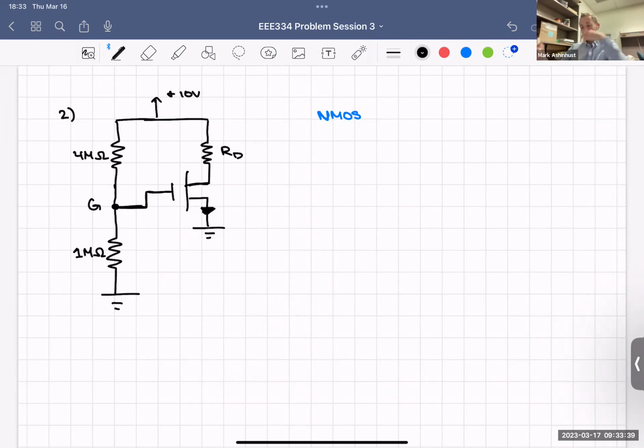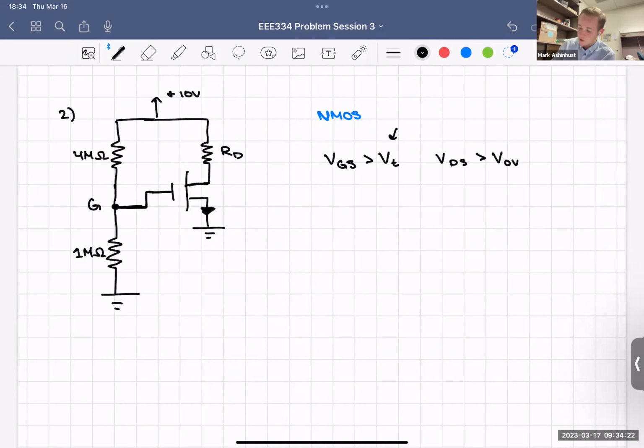So we want to see what does RD need to be for us to be in saturation? Well, the first thing you should ask yourself is, what conditions do we need to meet, just in general, to be in saturation? That's something that will be given to you, but it's good to know just off the top of your head, and you'll use it so much. VGS needs to be greater than VT, and then VDS needs to be greater than VOV.